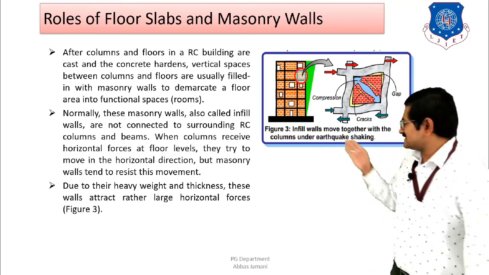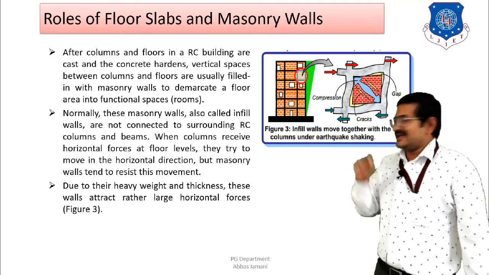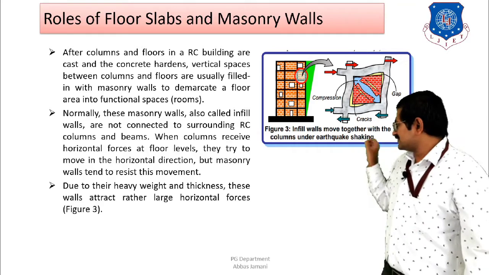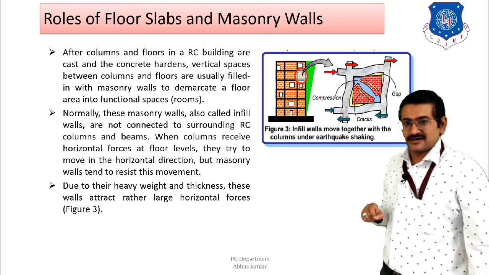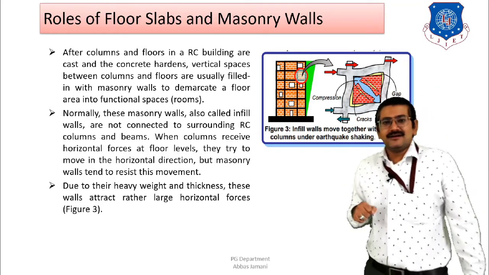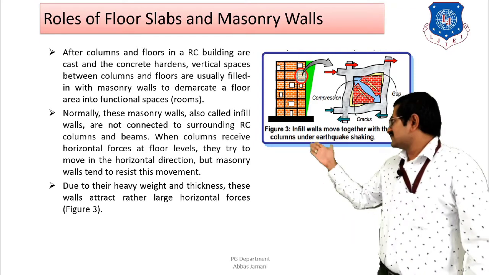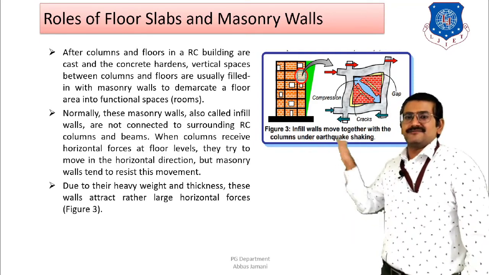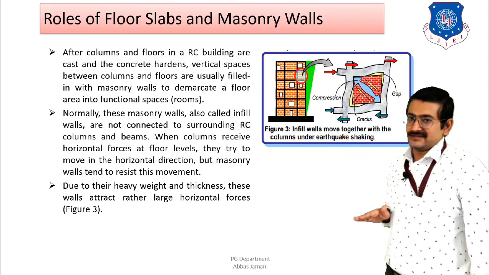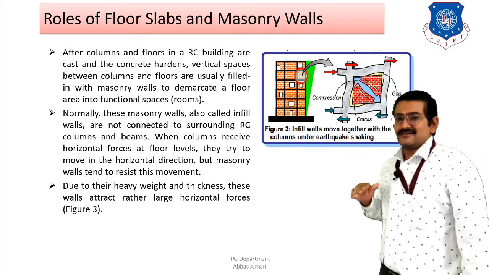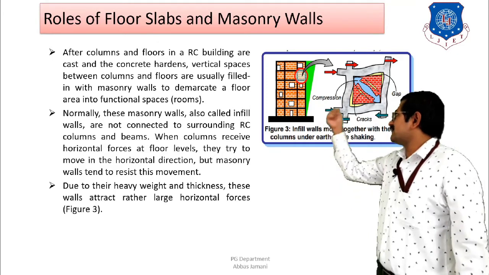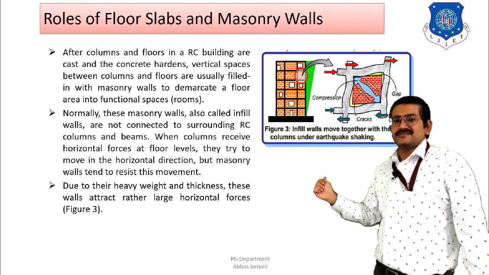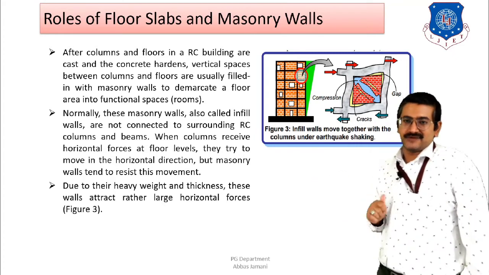As you can see in this figure, the enlarged view of one particular story is shown, where columns are shown on the two sides and beams at top and bottom. Whenever this column deflects from left to right, the compression force is transferred to the infill walls. The top ends of the columns move from left to right, and the bottom ends move in the other direction, that is from right to left.